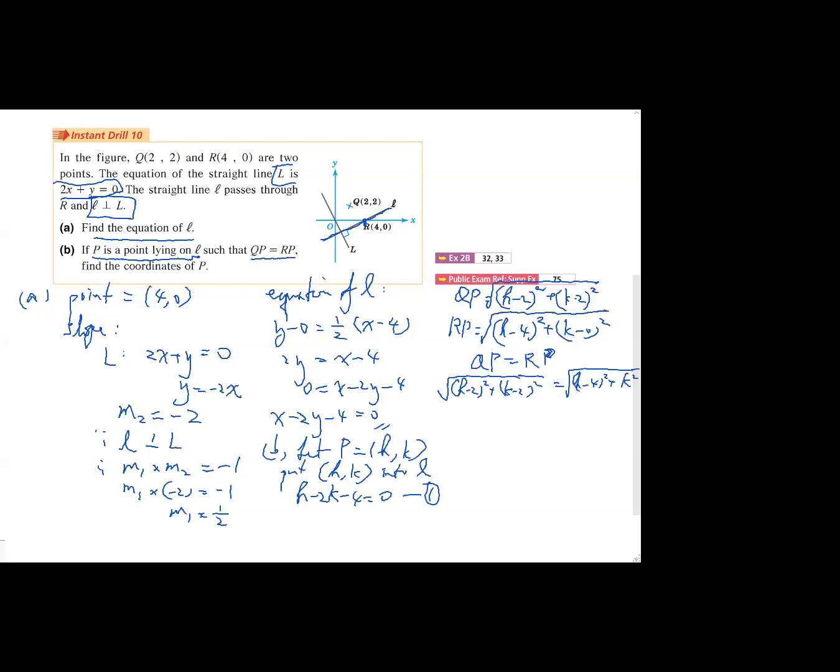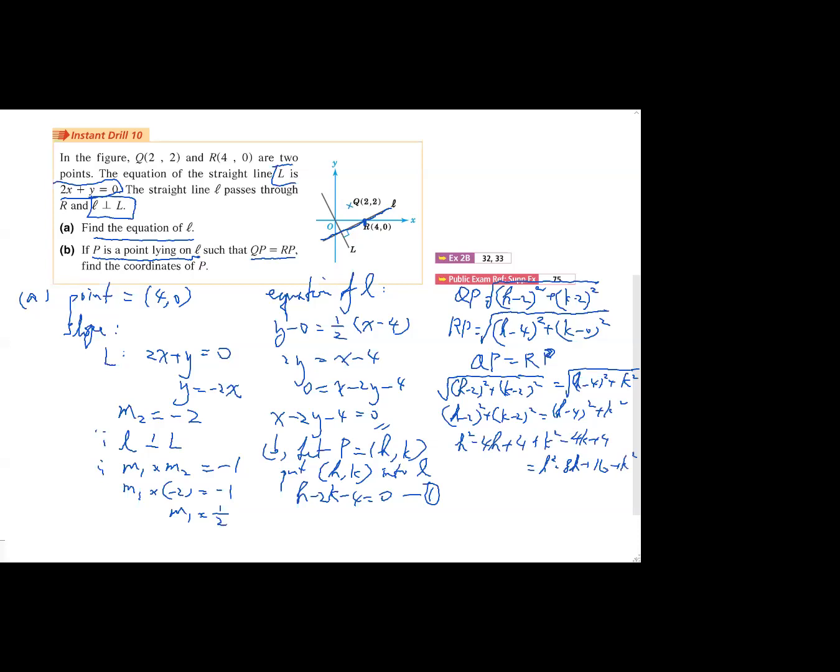And then the remaining steps are just calculation. Okay, so we square both sides to cancel out the square roots. It is (h minus 2) square plus (k minus 2) square is equal to (h minus 4) square plus k square. And then using the identities to expand the brackets. So it is h square minus 4h plus 4 plus k square minus 4k plus 4 is equal to h square minus 8h plus 16 plus k square.